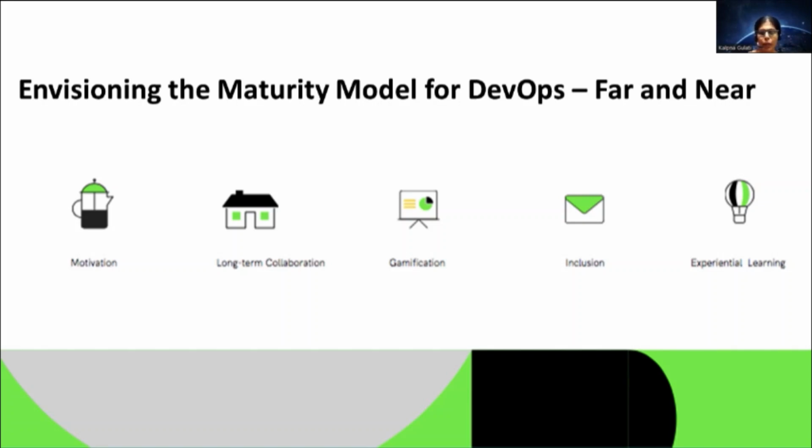Today, I'll be talking about the maturity model for DevOps, the far and the near. By far and near, I mean what we are currently probably doing and what we should ideally be doing to reach a state which is adding to the value of DevOps that we have.